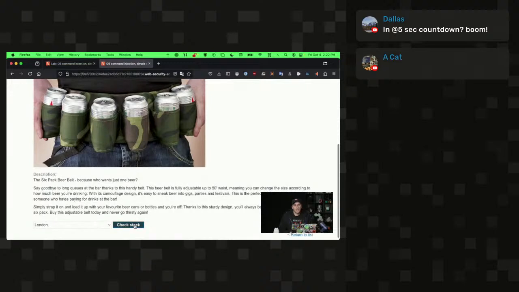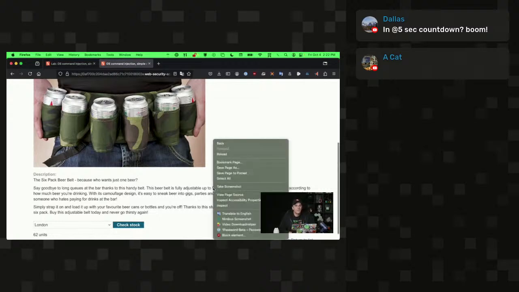So I can click on check stock and a web request goes out. And that web request allows us to potentially modify what's going on in the backend by putting in some variables here that break the system that's set up. So there's lots of ways of checking this out.